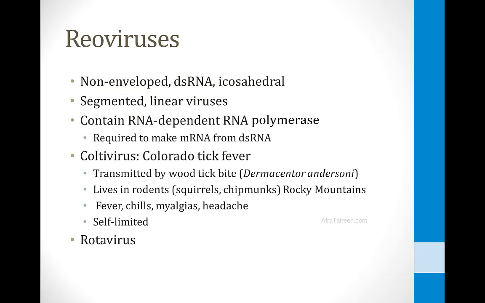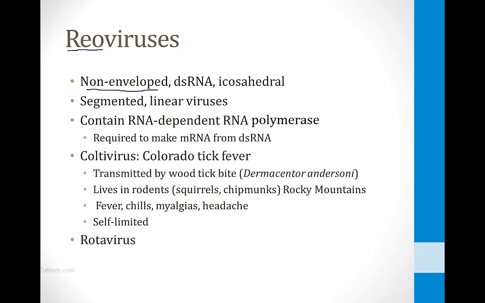The next family of viruses are called the reoviruses, and they get their name from the letters REO, which stands for respiratory enteric orphan viruses. When this family was first discovered from respiratory and enteric tracts, they were not known to cause any human diseases. Therefore, they were named the respiratory enteric orphans, or reoviruses. They're now known to cause a couple of human diseases. All of these are non-enveloped viruses.